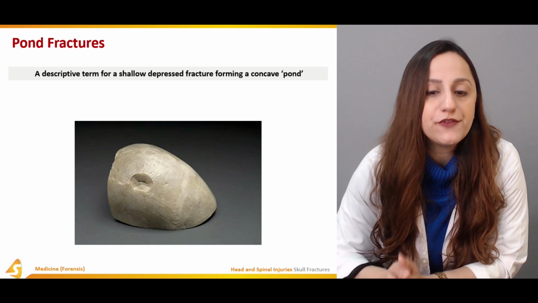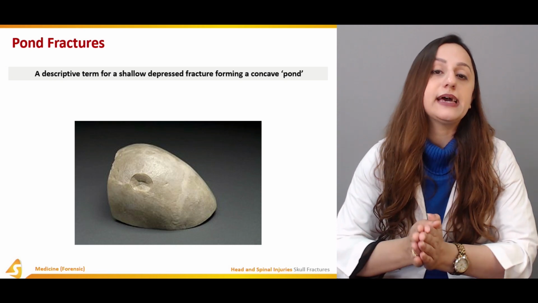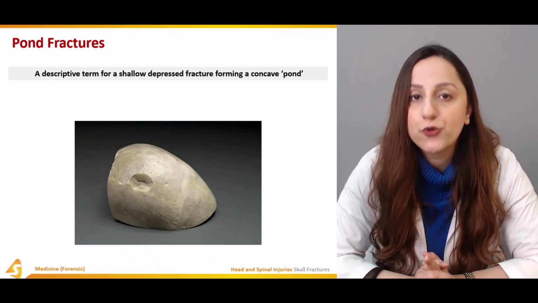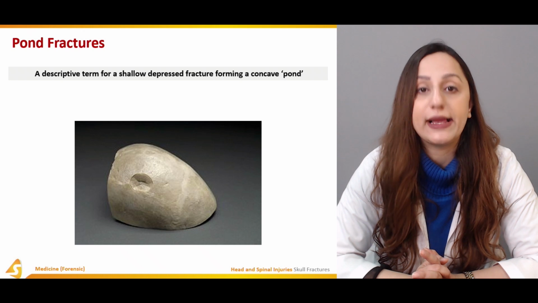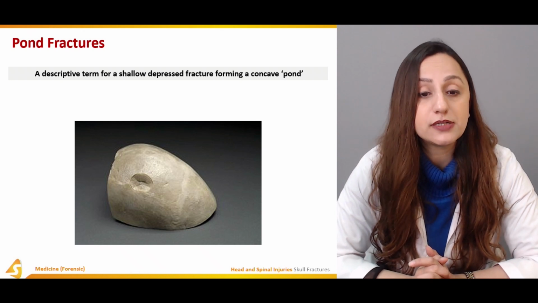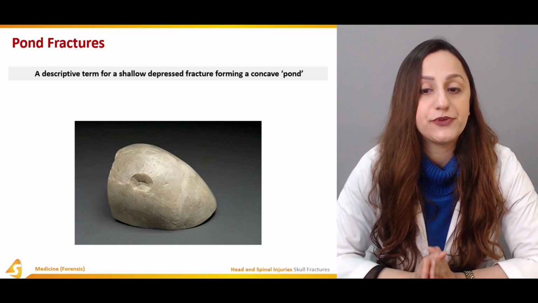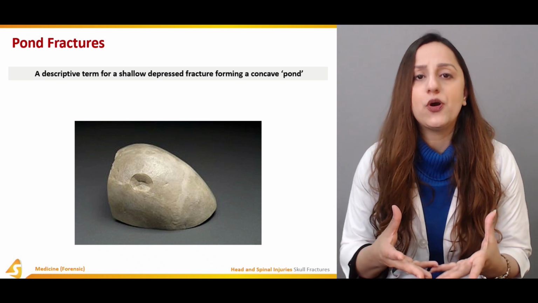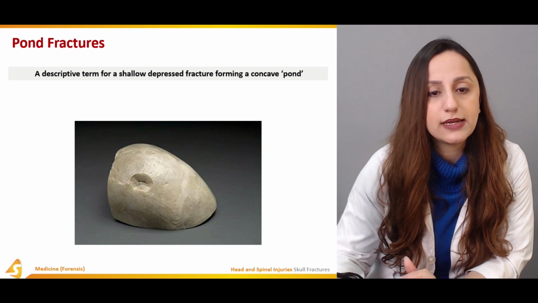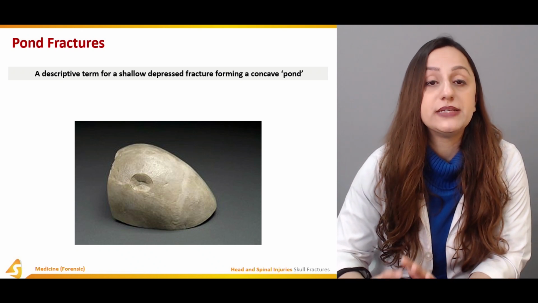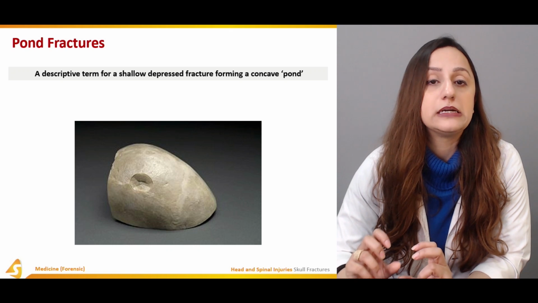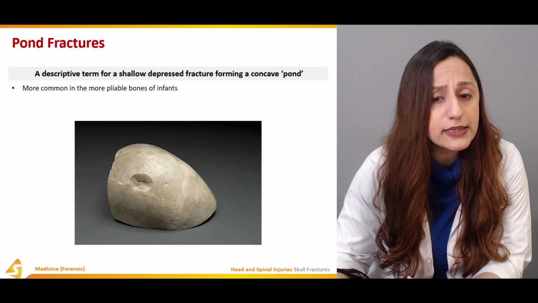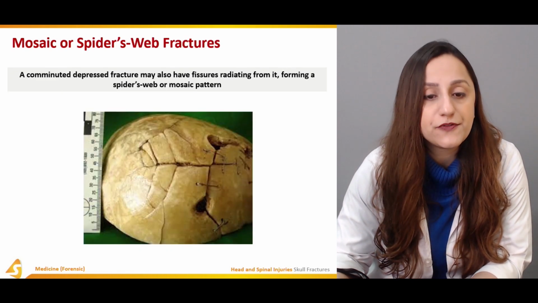Pond fracture. First of all, I have to emphasize that infants and babies are more prone to this type of fracture due to child abuse. It is a descriptive term for a shallow depressed fracture forming a concave pond, and it's a type of depressed fracture. So it's part and parcel of the child abuse cases that we come across. It's more common in the pliable bones of infants.